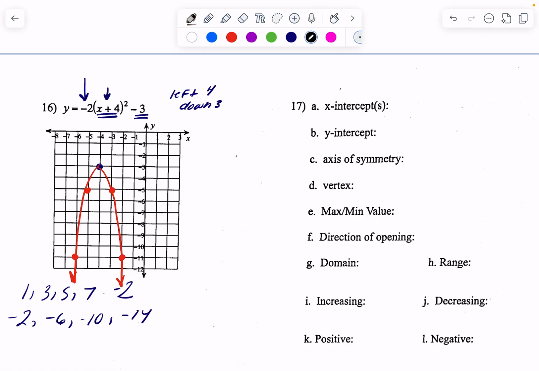X-intercepts are none. Doesn't cross. There are still 2 solutions, so it's all in the wording. If they want x-intercepts, you just get to say none. If they want solutions, they're still solutions. They're just imaginary.